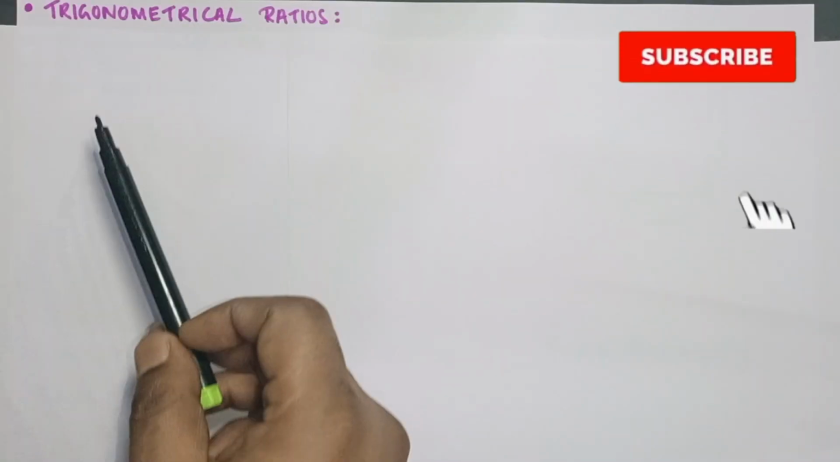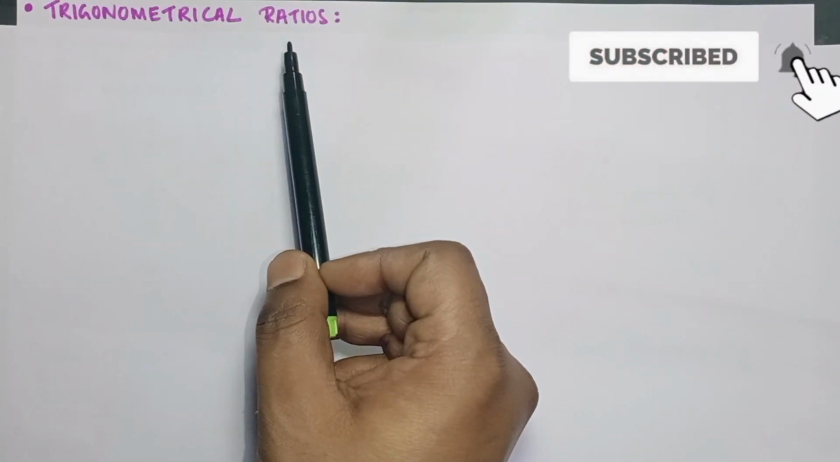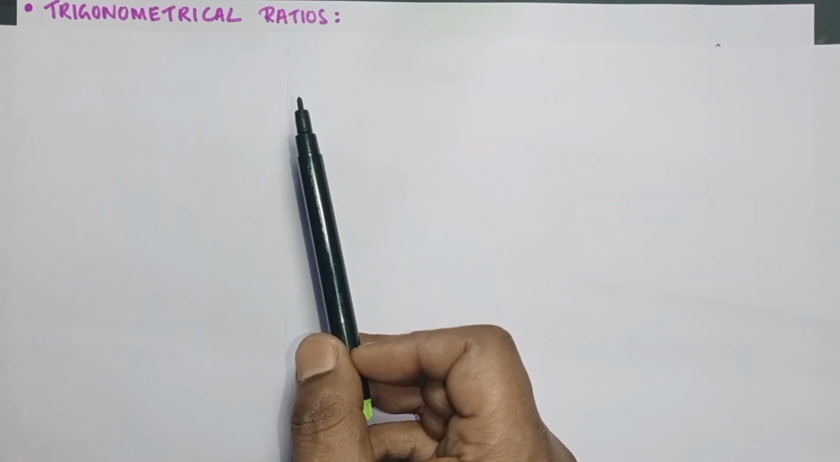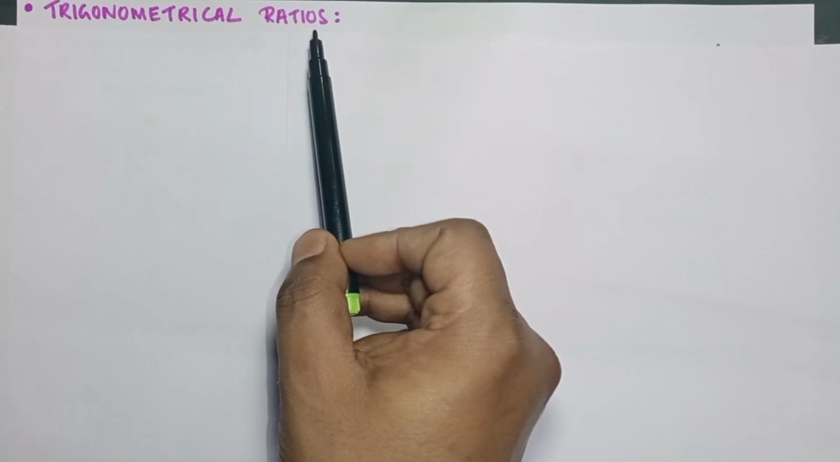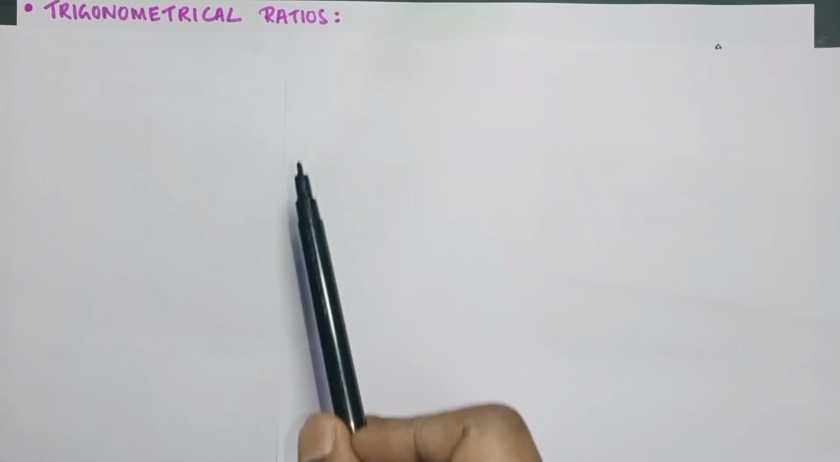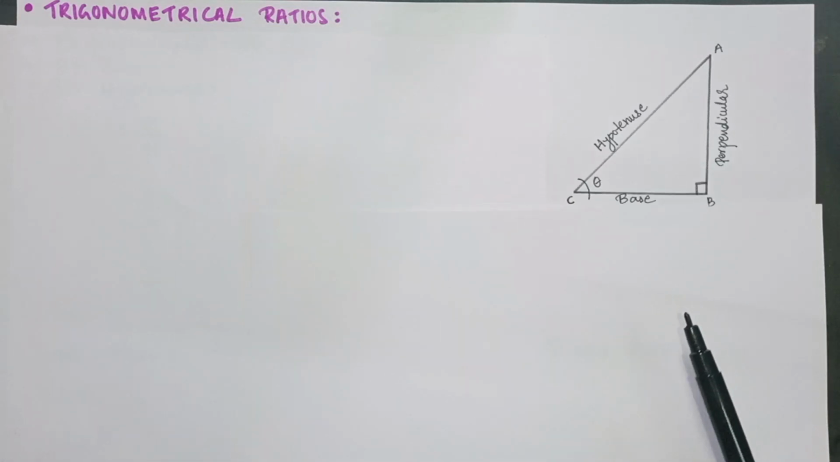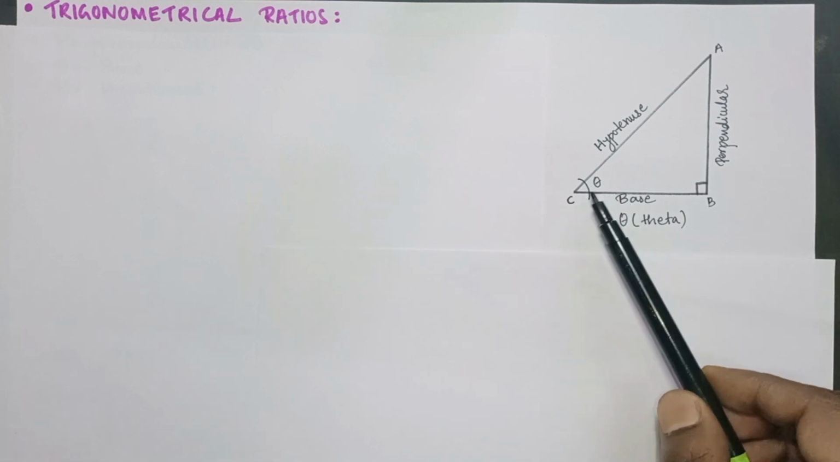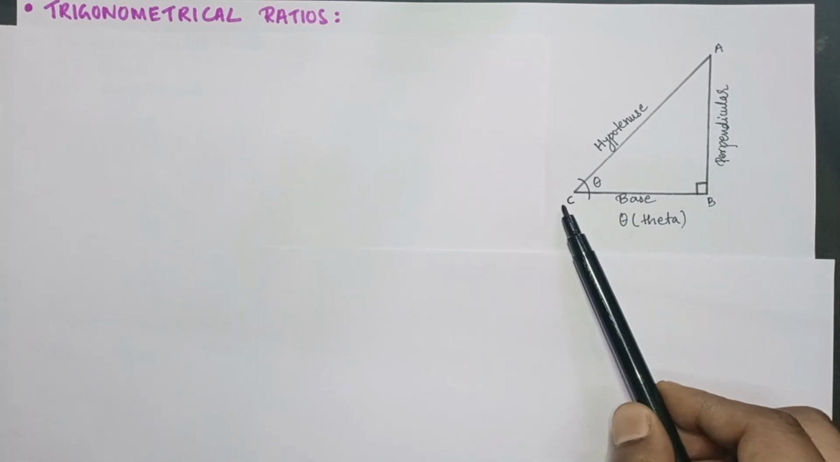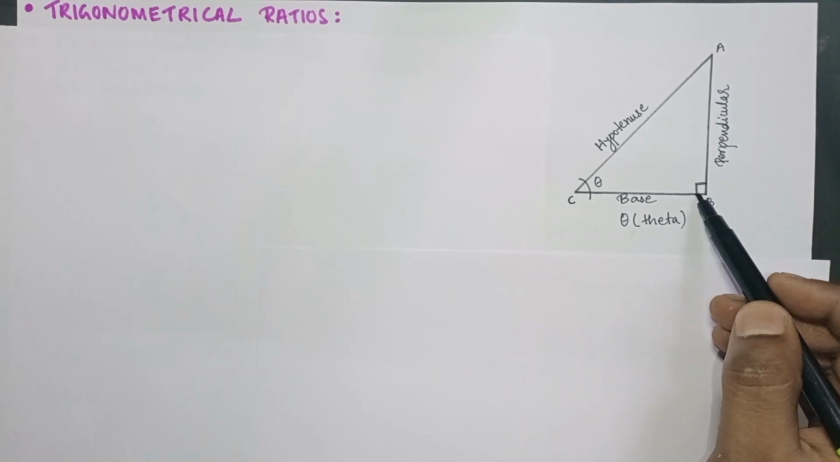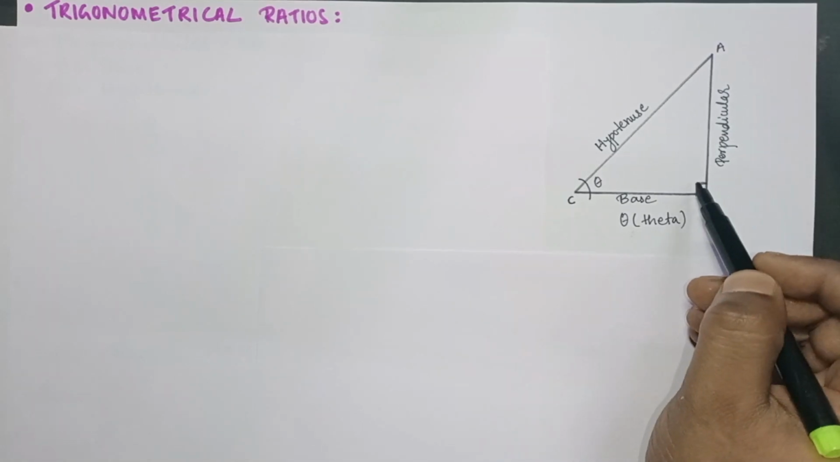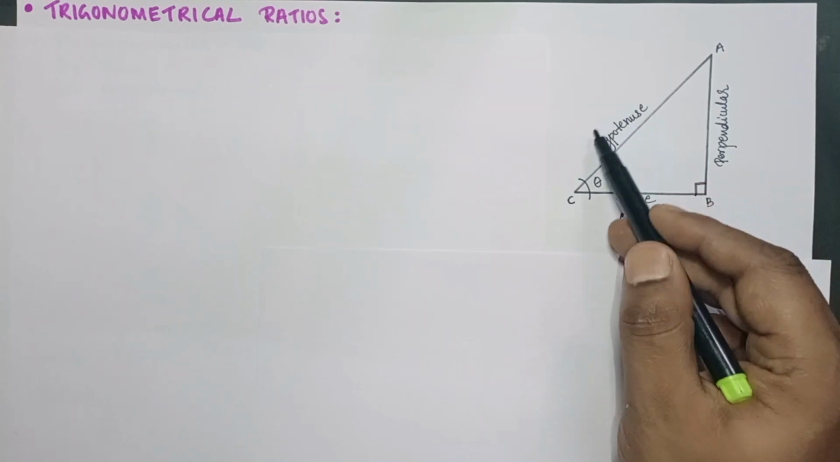So here we have trigonometrical ratios. Before starting trigonometry, you have to know some basic terms. Today, first we'll do the trigonometrical ratios. So what does this mean? As you know, trigonometry is all related to the right angle triangle. So we have a right angle triangle ABC. In a right angle triangle, there is one angle that is 90 degrees, and opposite of this is always the hypotenuse.